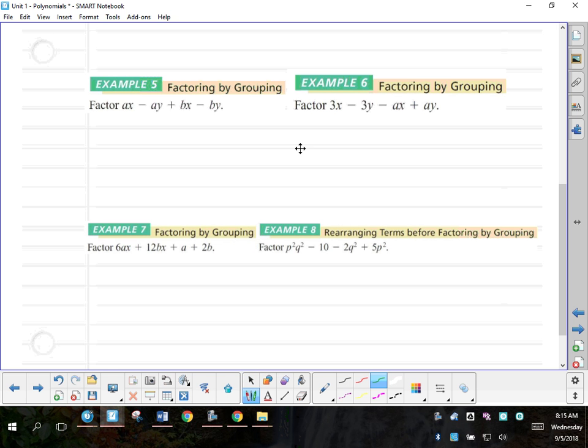Okay, so what are we going to take out from the first two? And what are you left with? Okay, what can you take out from the next two? And what are you left with then? And we're not done yet. Why are we not done?